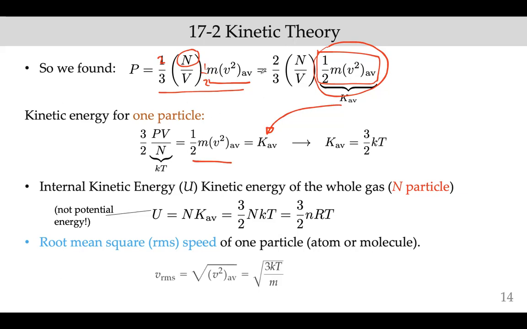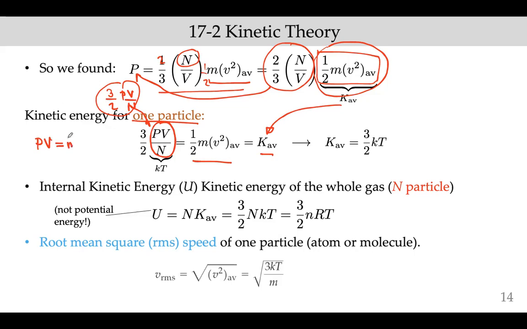Now on the other side, if I leave this part here, I have to send these to the other side next to P. So this term will be 3/2, basically inverted, V divided by N. So there's PV divided by N. This term is now equal to 1/2 m v squared average, which is the average kinetic energy of 1 particle.